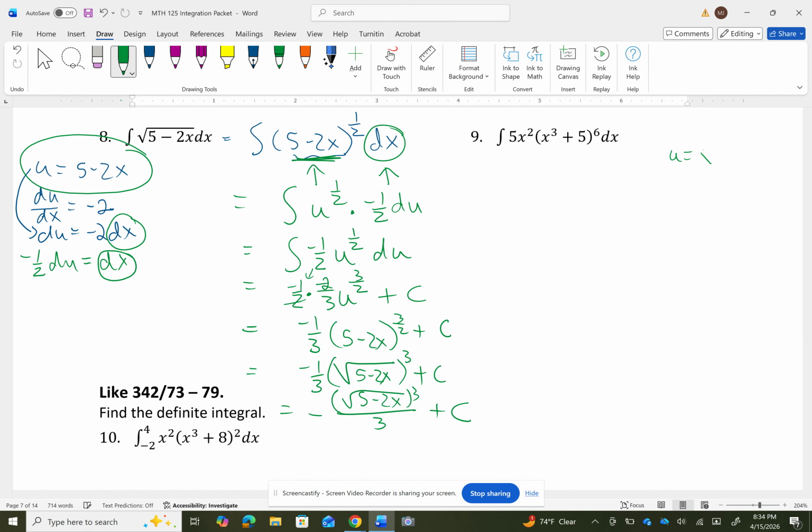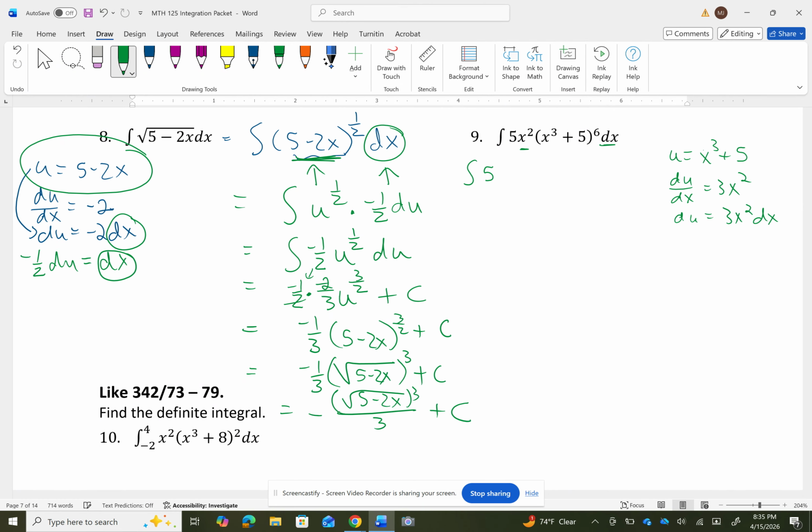Okay, I'm going to let u be the inside function. The derivative with respect to x of that would have been 3x squared plus 0. The differential form would be 3x squared dx. Now when I'm looking at this, I see the x squared dx, but I don't like that 5. I have a 3 when I did it. So in both instances, it's not quite what I want.